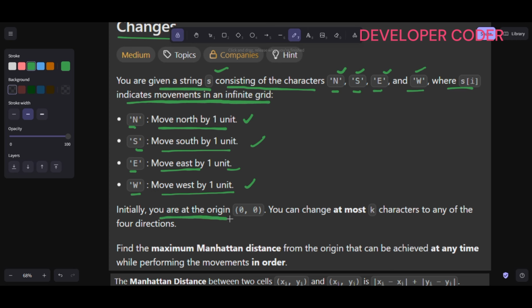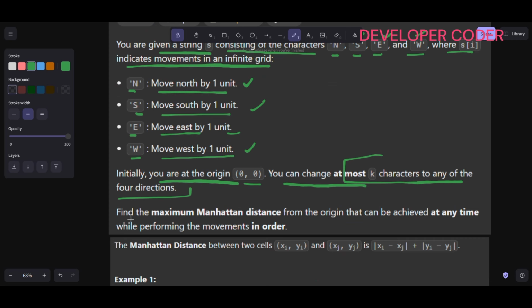Initially, you are at the origin 0, 0. You can change at most k characters to any of the four directions. Okay, k value is given to us. Find the maximum Manhattan distance from the origin that can be achieved at any time while performing the movements in order. The Manhattan distance between two cells xi, yi and xj, yj is the absolute value of xi minus xj, plus the absolute value of yi minus yj. Okay, addition of this.